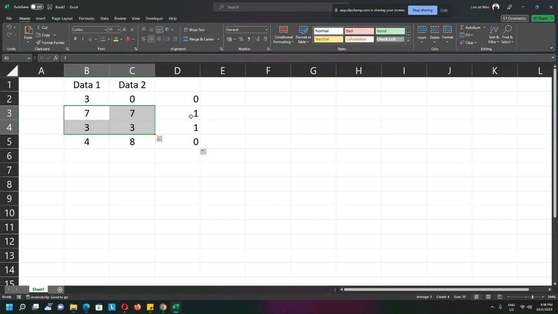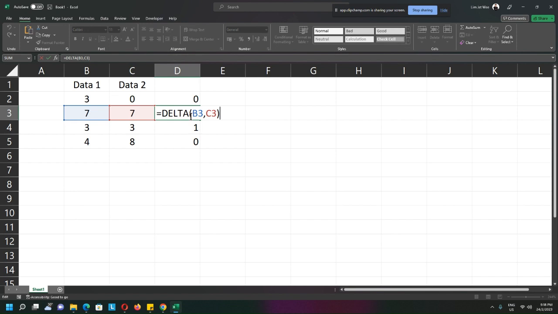Of course, why use delta in this case? Well, it's definitely a lot easier than some other functions when it comes to dealing with comparison of numbers.